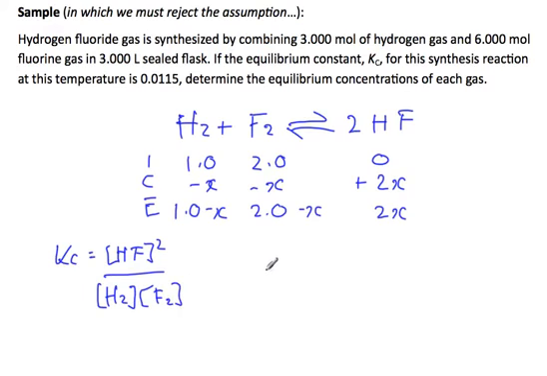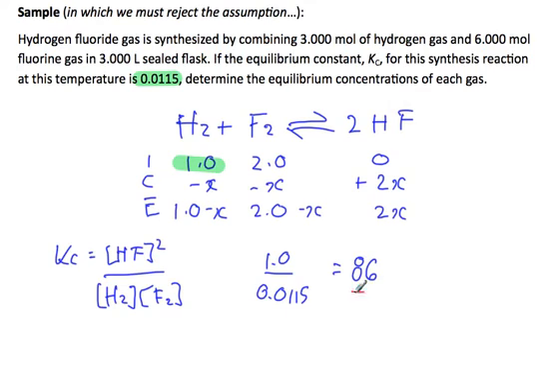And you have to see if you can make the assumption. So here's our value of K, 0.0115, and here's our initial concentration. Which one should we pick? Pick the lower one, because if it works for the lower one, it's going to work for the higher one. So, initial concentration, 1.0, divided by K, 0.0115, is equal to 86.